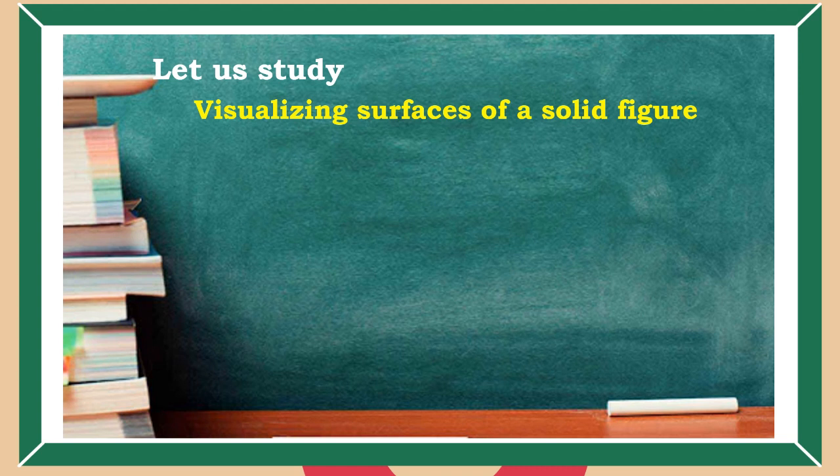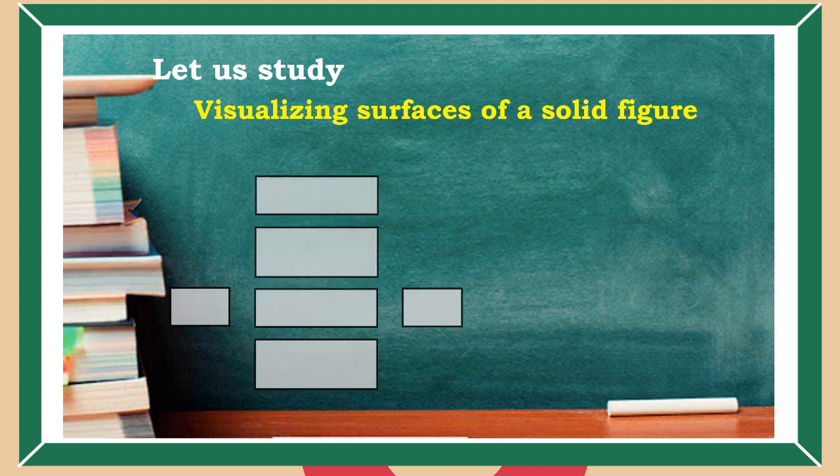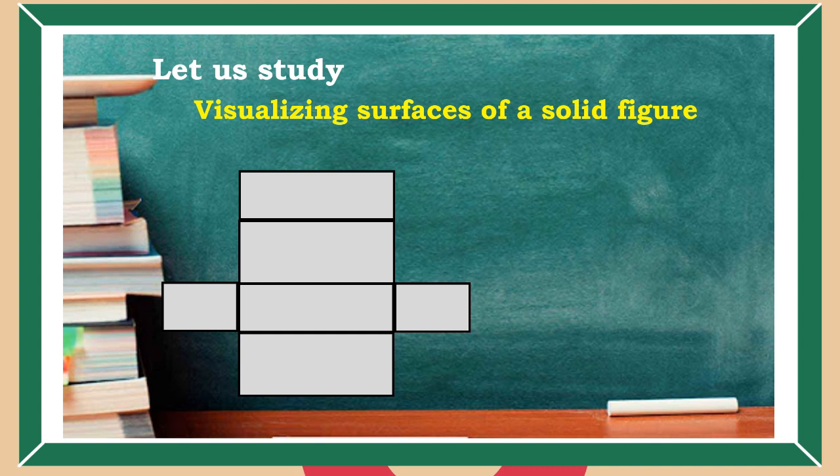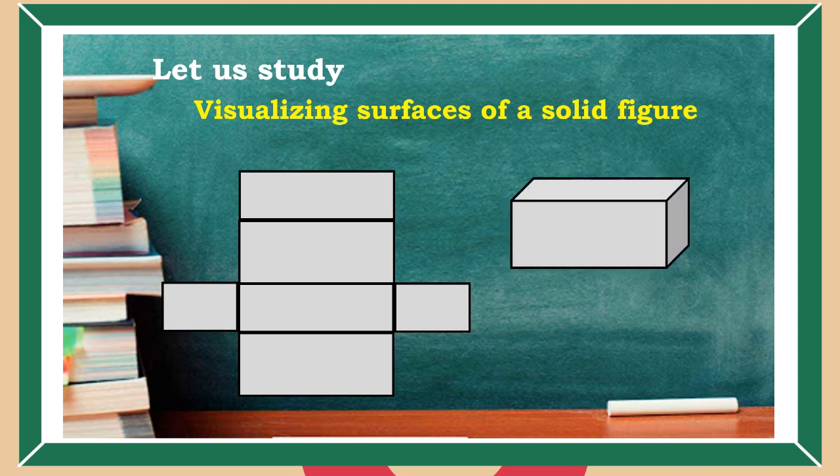Now that we already know the definition of each word that we will use for today's topic, let us now study visualizing surfaces of a solid figure. Halimbawa, mayroon tayong dito na 6 na faces na may 3 magkakaibang pares. Unang pares, pangalawa, at pangatlo. Ano kaya ang maaari nating mabuo dito? Tama! Tayo ay makakabuo rito ng rectangular prism. A rectangular prism has length, width, and height.